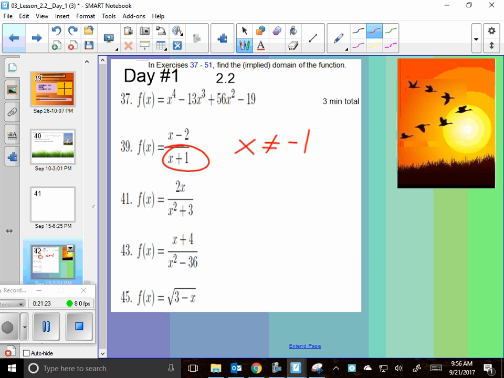Sometimes you focus on the things that you can't be, but you forget that it can be a whole bunch of other things. A domain is actually what it can be. So if you just said that, I wouldn't be able to give you the credit for it. The domain of this is, put a big R, comma, and you're saying all real numbers work except it can't be -1. That's our way of saying everything works except it can't be this one thing. That's how you do a domain.